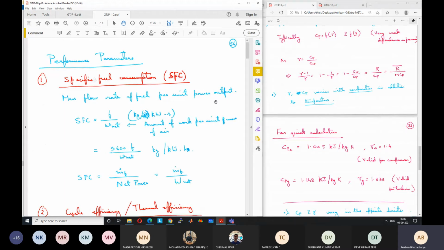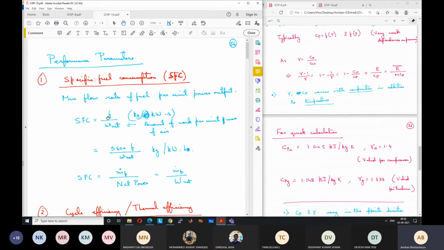Okay, and power output, unit power output, sorry, not unit work output. Unit power output was kilowatt, not kilojoule. So power output is kilowatt. So mass flow rate of fuel, m dot f, by capital W net. Overall power output, net power output.